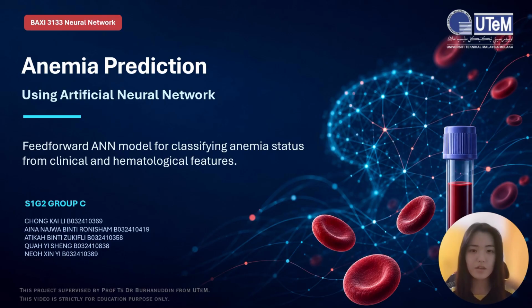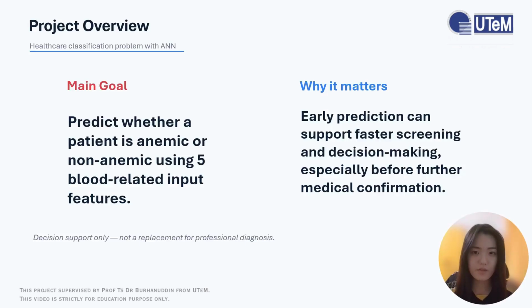Our project focuses on developing a feed-forward artificial neural network model to classify anemia status using clinical and hematological features. So, this is a healthcare classification problem using ANN. The main goal is to predict whether a patient is anemic or non-anemic based on 5 blood-related input features. This is useful because early prediction can support faster screening and help users become more aware of their health condition. However, the system is only designed as a decision support tool, and it should not replace professional medical diagnosis.